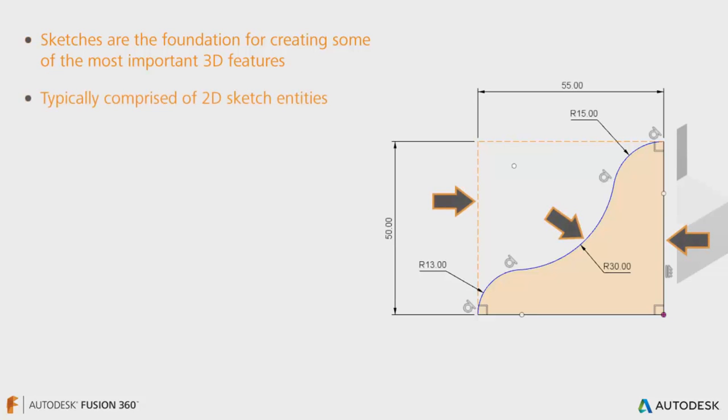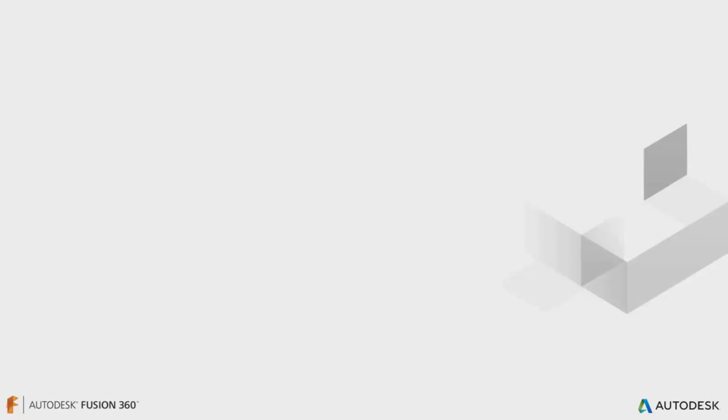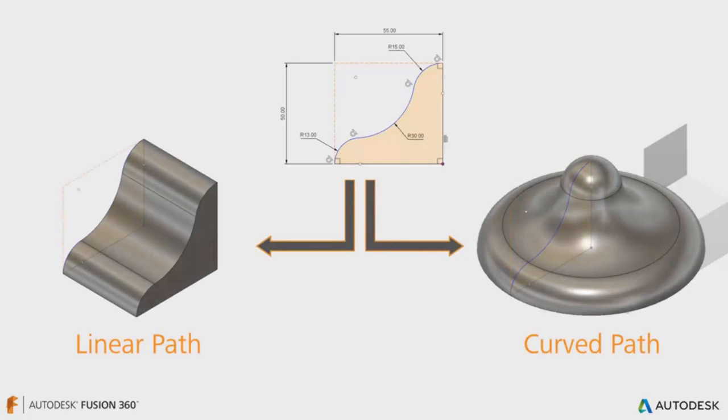Sketches are typically comprised of two-dimensional sketch entities created on either a plane or an existing flat face of a part. Then the user creates sketch elements by either drawing them or using existing geometry. Once a sketch is created, it can be used as a profile to create a 3D feature. These profiles are pulled outward, either linearly or along a curved path, which creates unique, solid geometry based on the sketch.